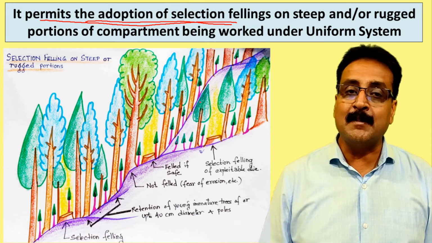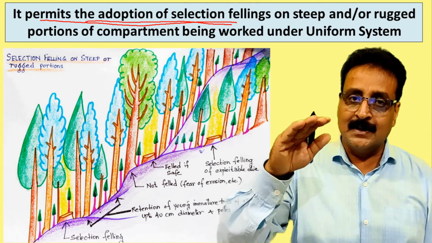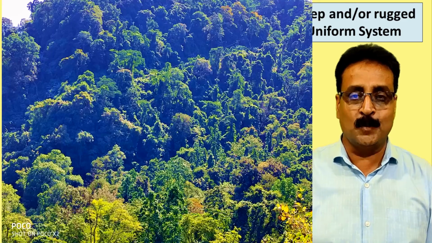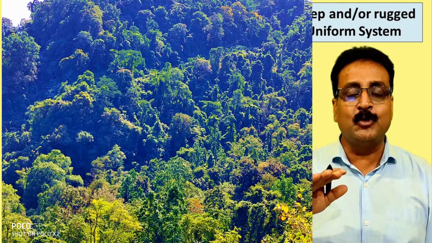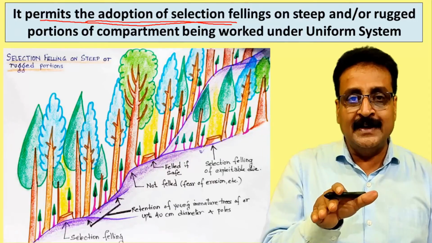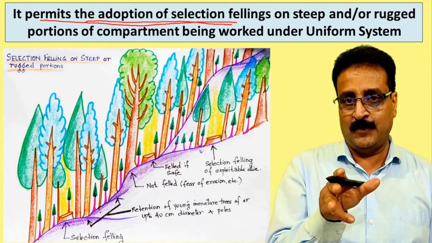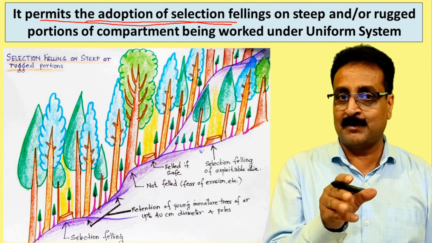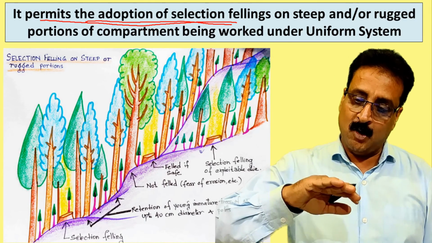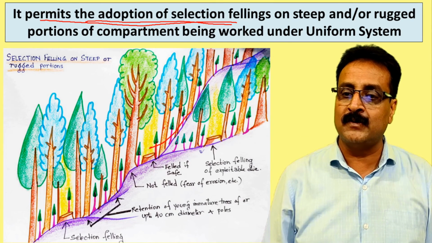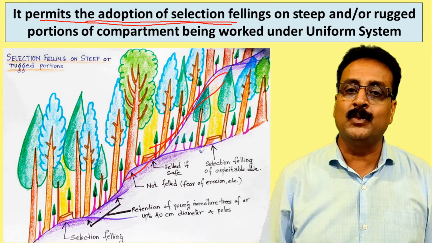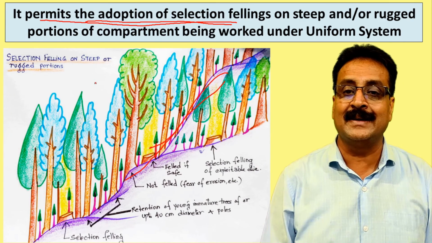So in the same compartment there is a plain area, and there is a hill and slopes also. That compartment will have two types of areas. In the plain areas we have some pattern of uniform system, but not a true uniform system, because we are retaining 40 centimeter diameter. But on the slopes, we can see we are doing selection felling here.